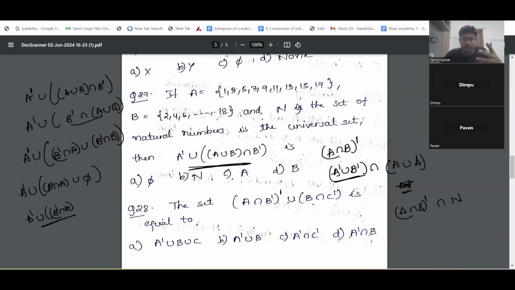Now let's look at the sets A and B, right? What is A intersection B? Is there anything common between the sets A and B? No, sir. Therefore, what is A intersection B?